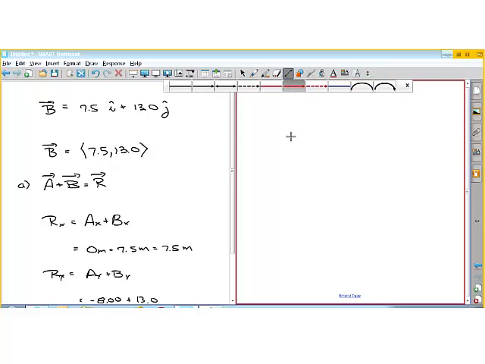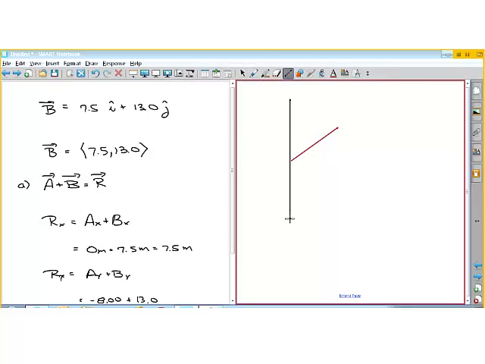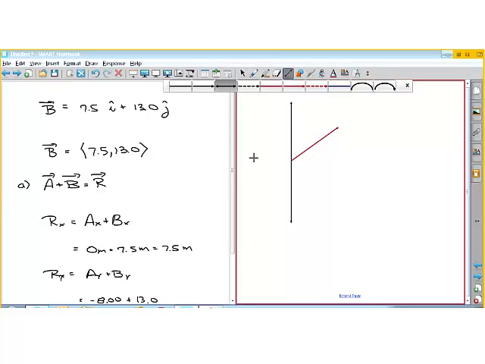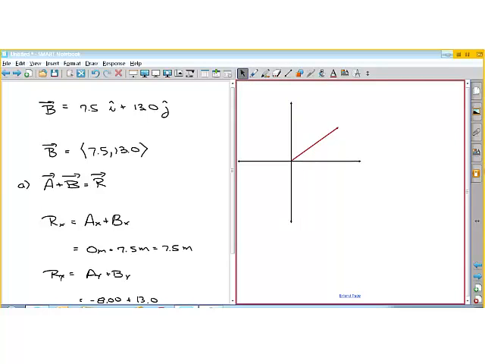Now once we have the components of the resultant vector, let's just draw what that looks like. It's 7.5 in the x direction and 5 in the y direction, so it's going to be something like that. We need to put in our coordinate system so that we have some kind of reference point. So there's the y-axis and here's the x-axis. This vector is 7.5 comma 5.0.